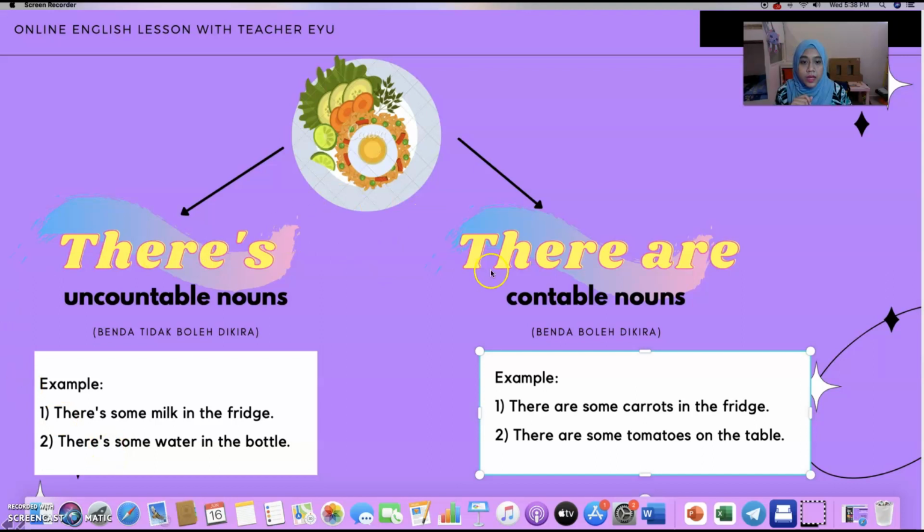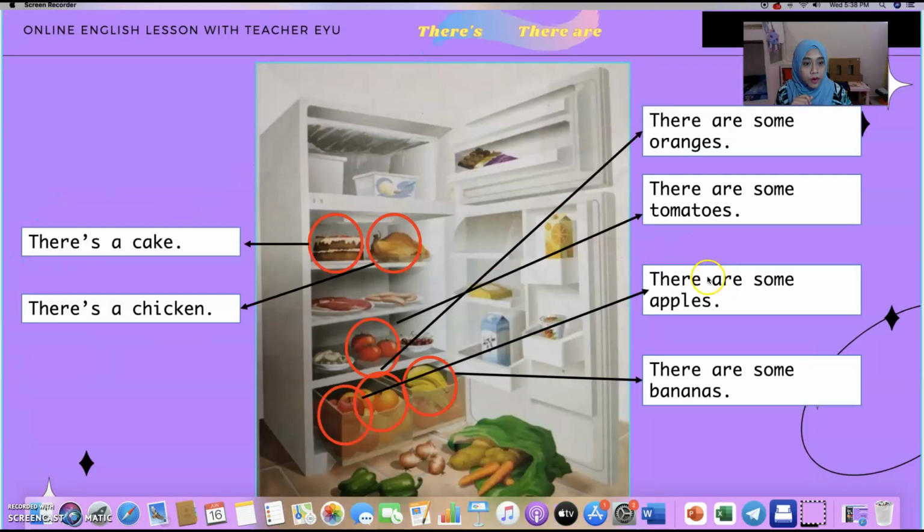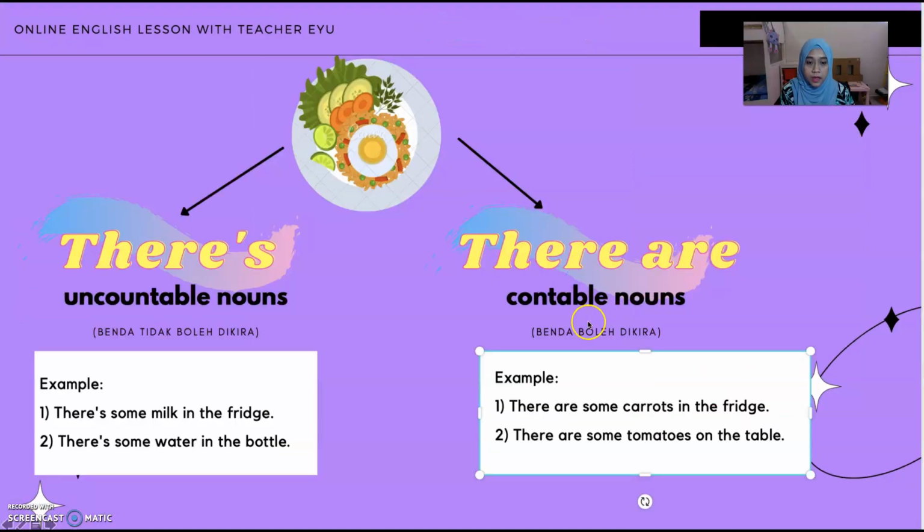Alright? Okay, now there are, we use for, okay, there are, we use for countable nouns. Okay, benda yang boleh kira. Right? Ini sama macam plural tadi. Okay, for example, there are some carrots in the fridge. Okay, carrots is countable. Carrots kita boleh kira. Yes or no? Right, so we use there are.